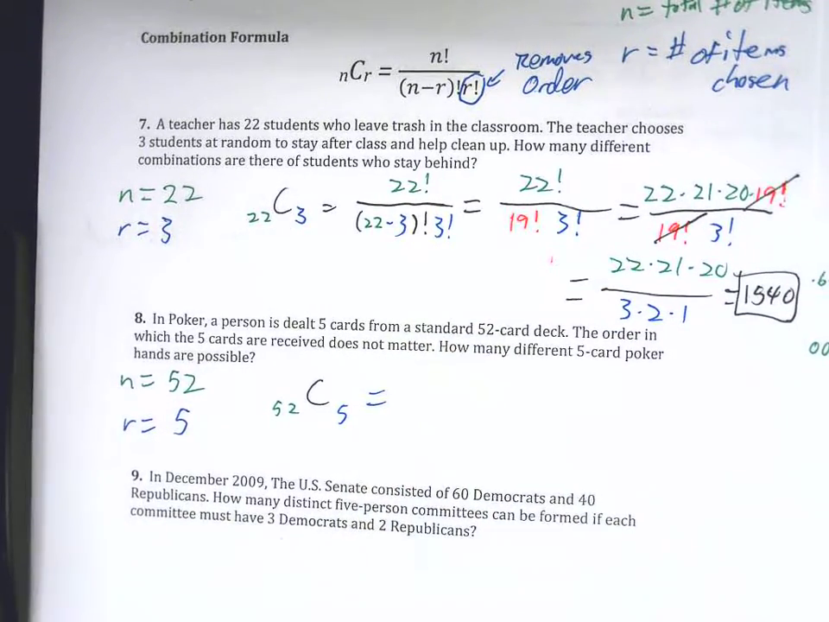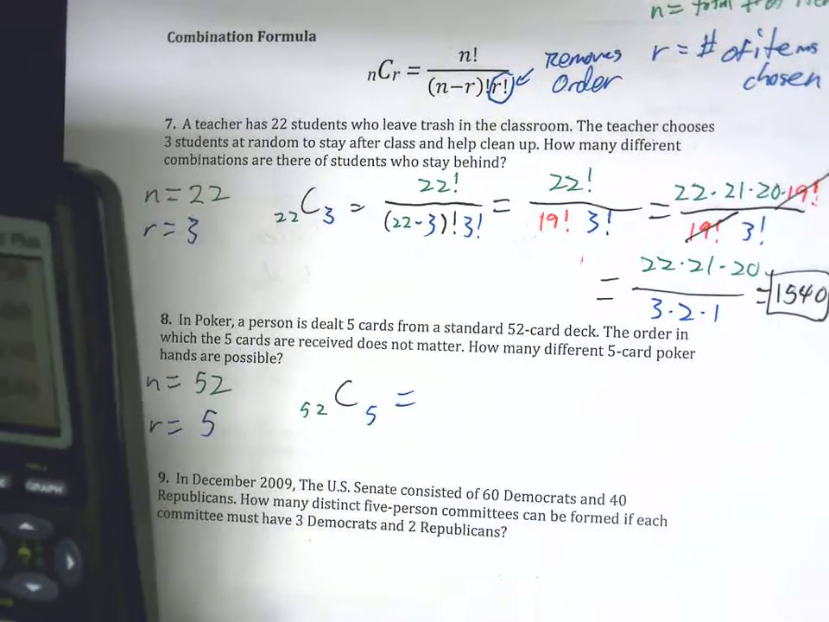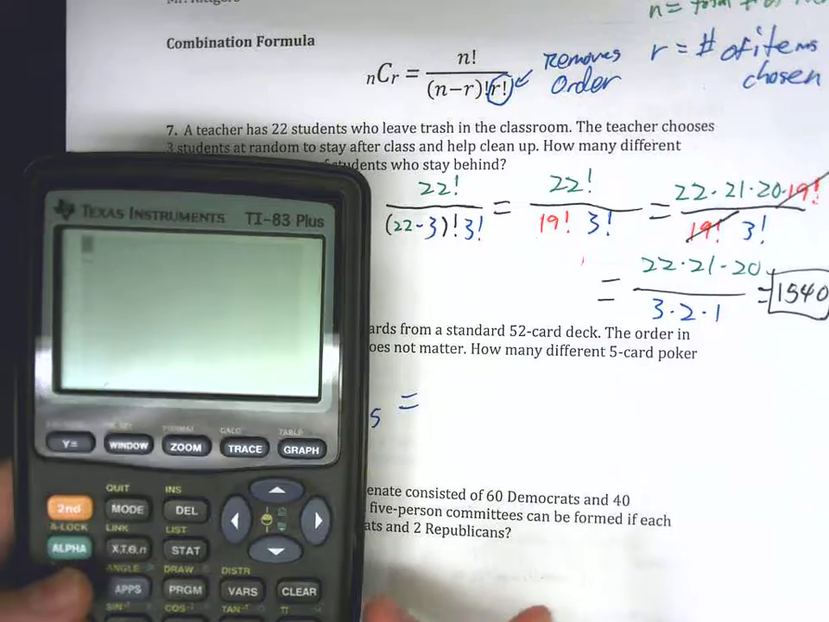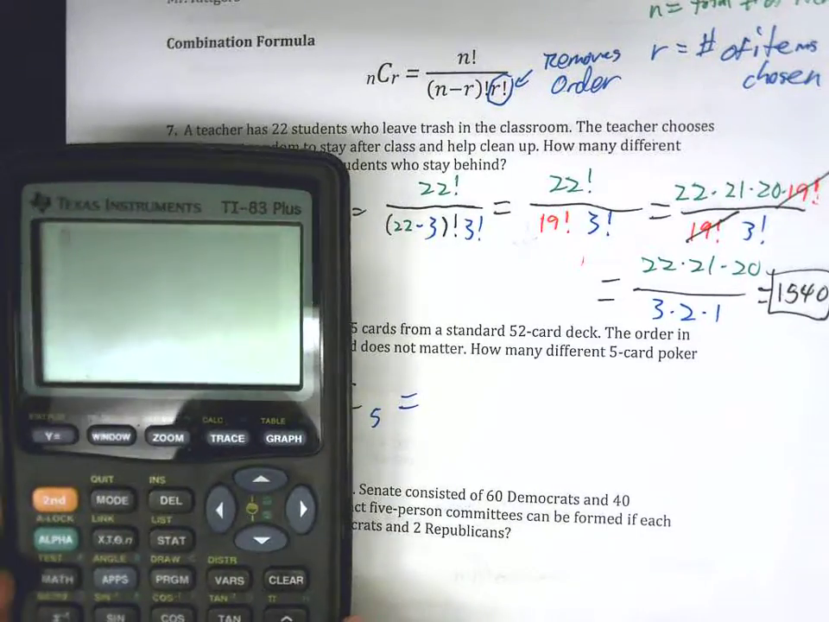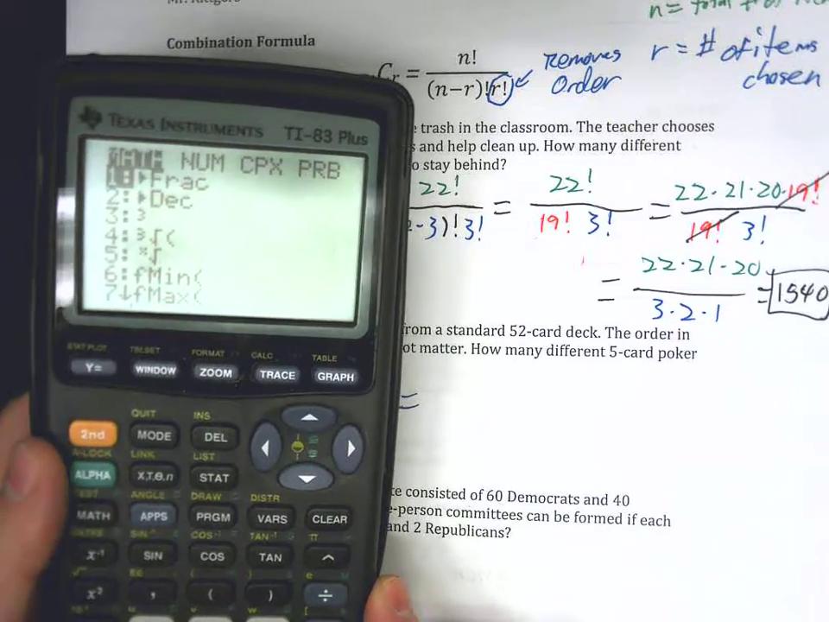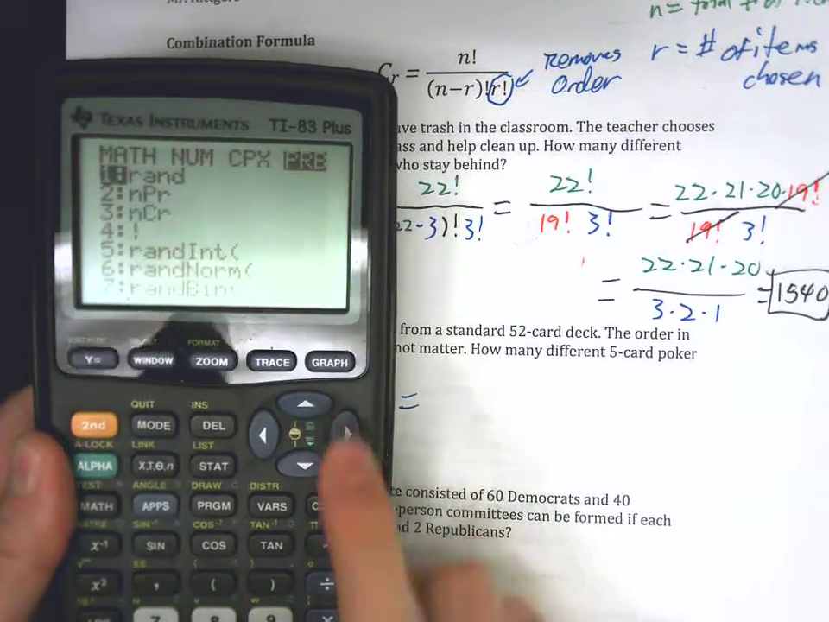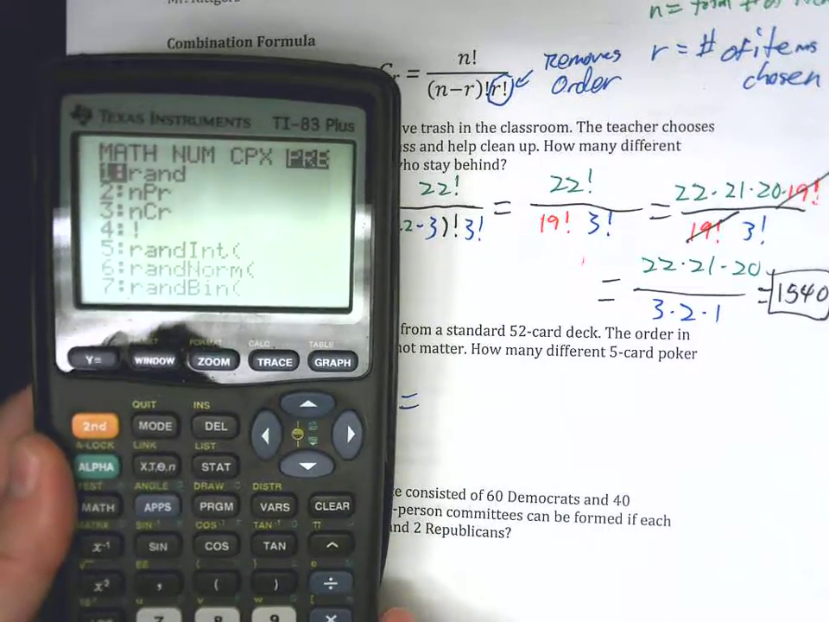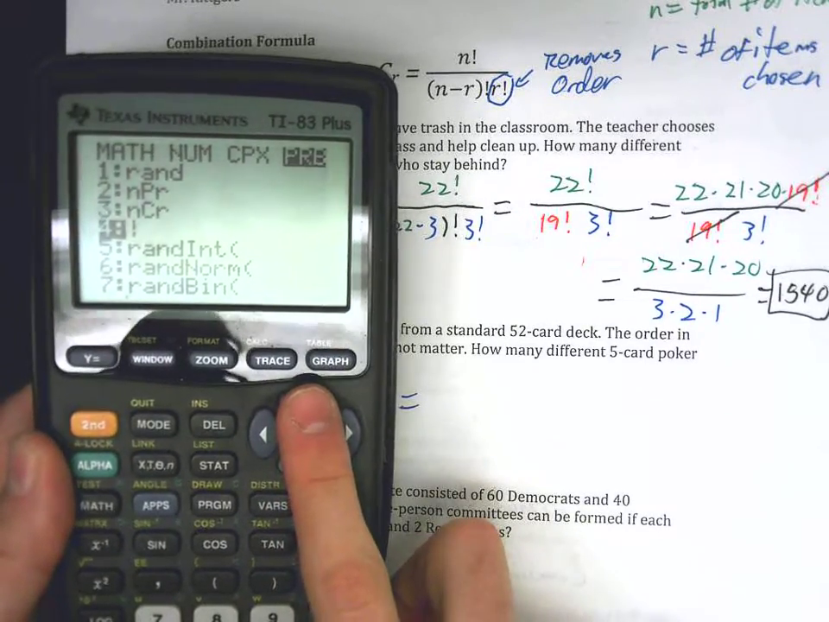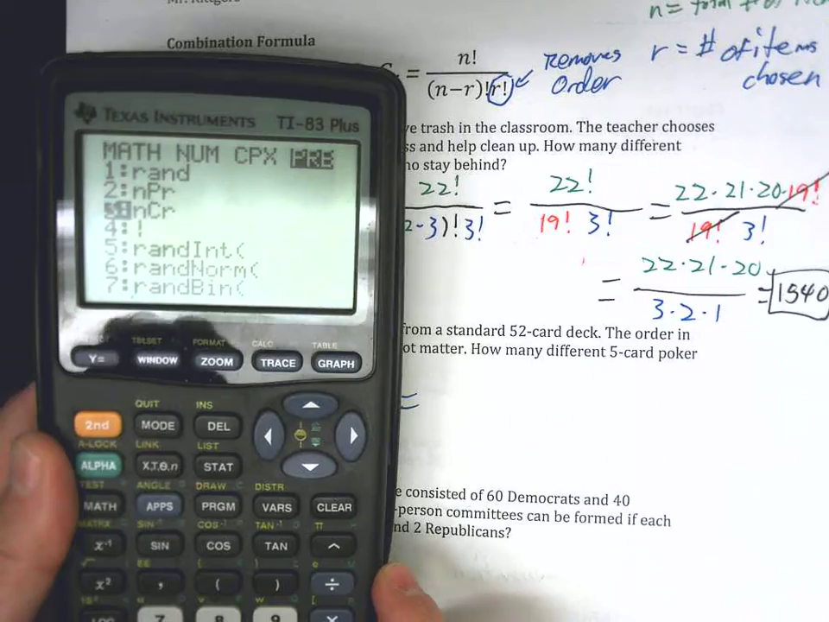So we talked about the NPR function in the calculator yesterday for permutations, or Tuesday, sorry. Today we're going to be using the NCR function if you're looking for combinations. It's under the same thing as the factorial and the NPR. It's under that math button. If you go over, there's going to be a PRB menu. Go down. You have NPR, NCR, and then the factorial. We're going to use the NCR function.